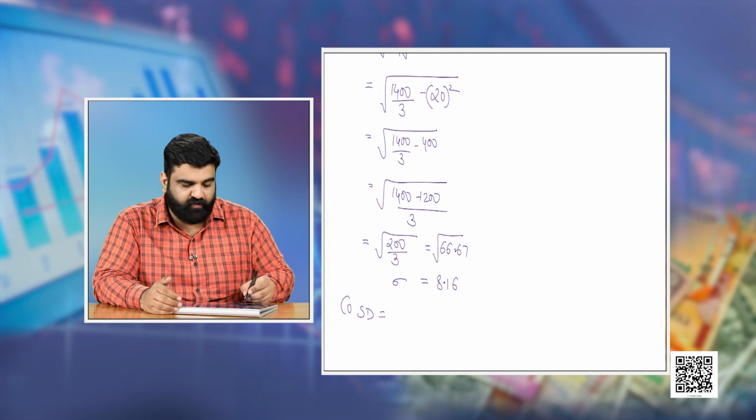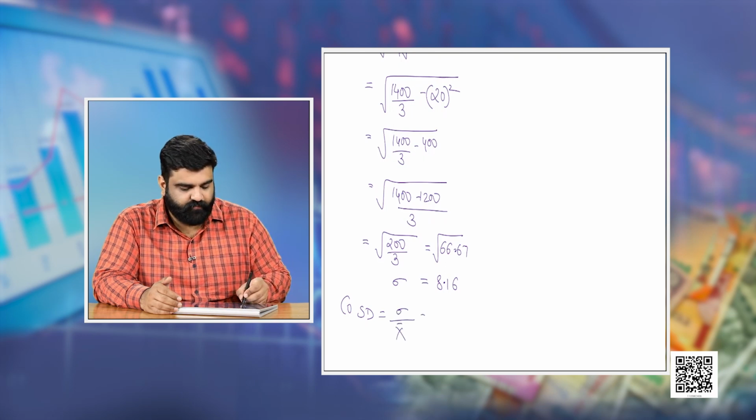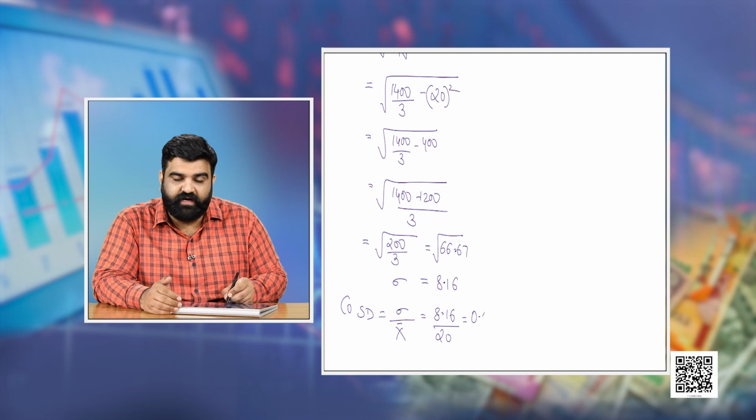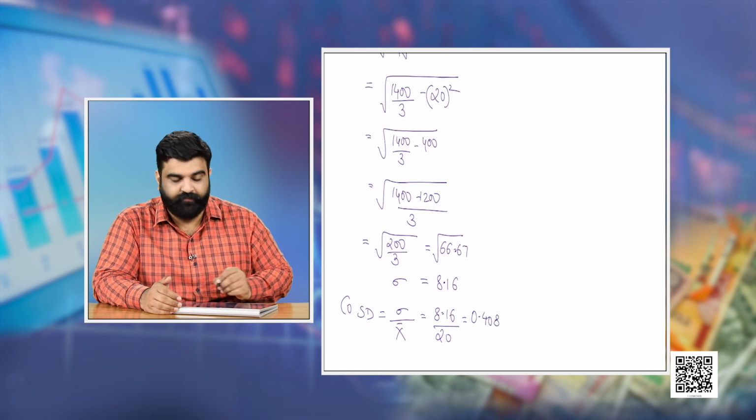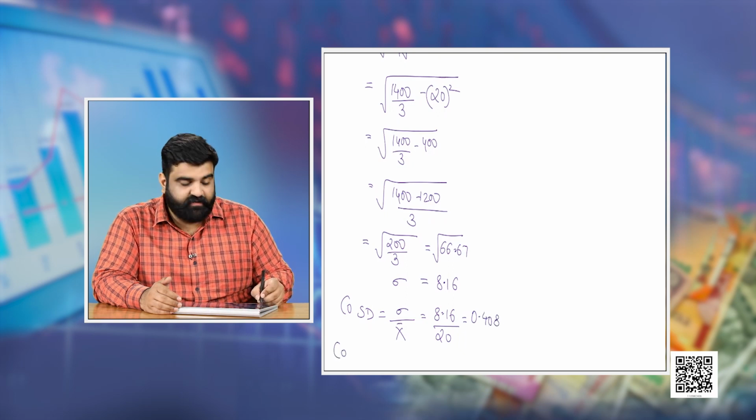Let us also calculate the coefficient of standard deviation. So, the formula to this will be standard deviation upon mean. So, the answer will be 8.16 upon 20, which will be 0.408.